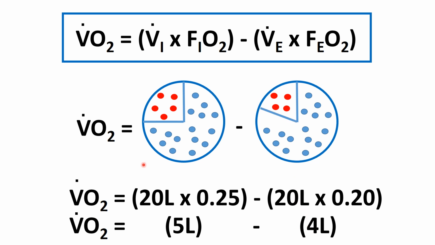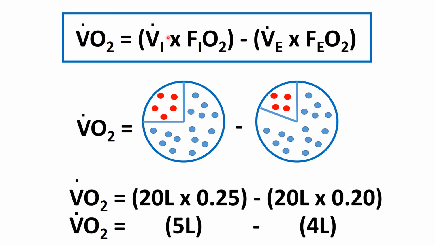So there are 5 litres of oxygen in our inspired air. There are now only 4 litres of oxygen in our expired air. So our VO2 is then going to be 5 litres minus 4 litres, which would give us a VO2 of 1 litre per minute. And that is fundamentally what you're trying to do.